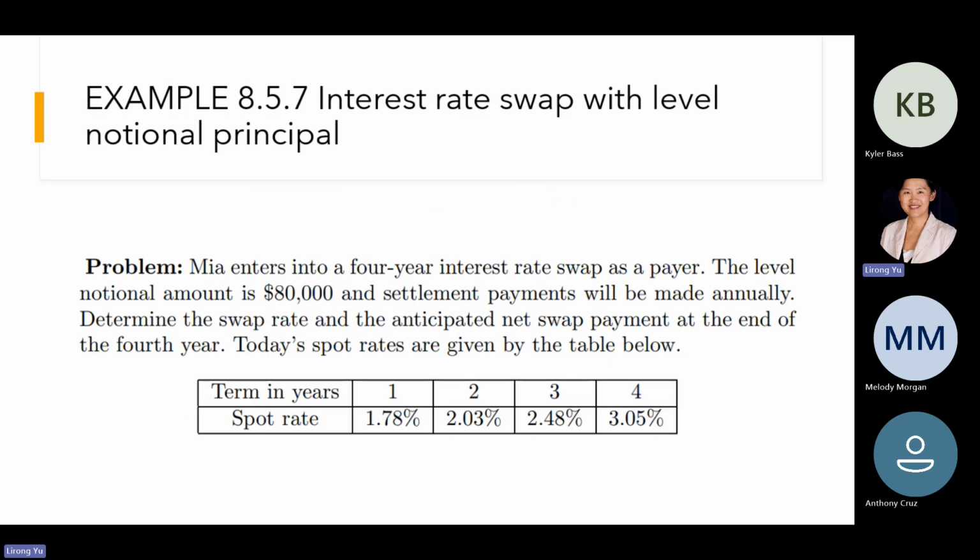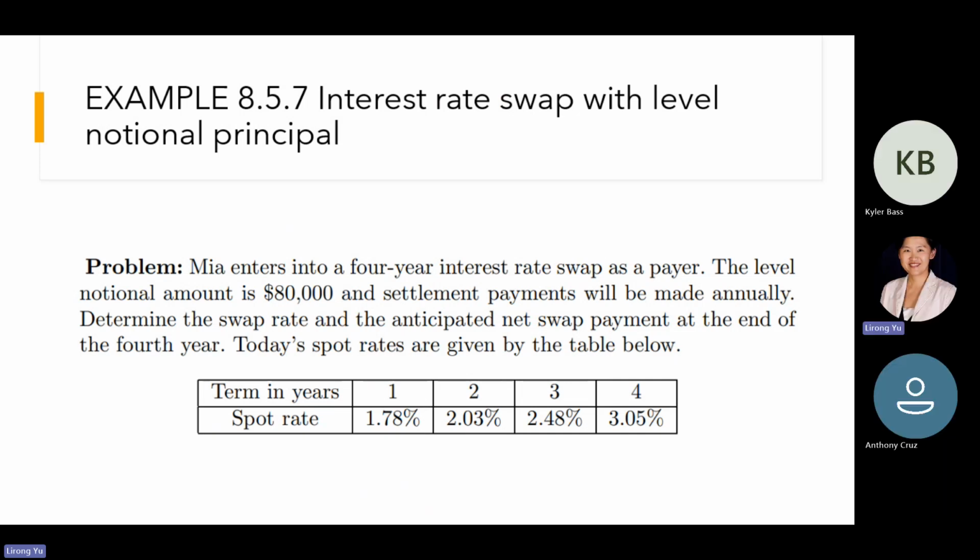All right, let's look at some more examples of the calculation just to get used to it. Suppose we have a level notional amount, so every year we have 80,000. And we say determine the swap rate and the anticipated net swap payment at the end of the fourth year. Today's swap rates are given. So we have the term structure of the interest rate. Now we want to calculate what will be the proper swap rate if we're entering a swap agreement.